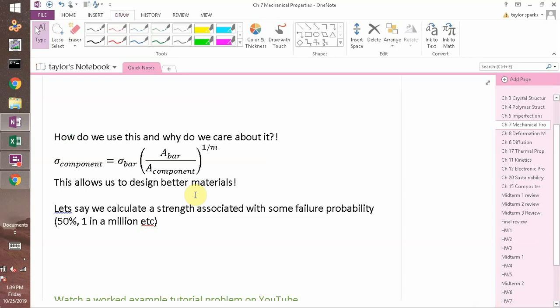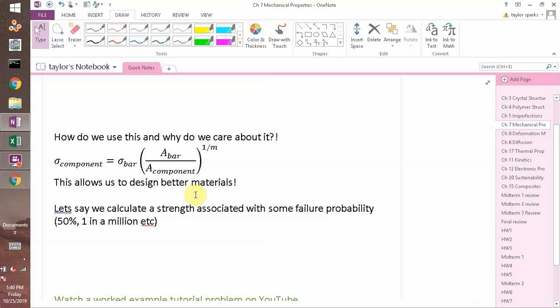You have to scale it. And what's cool is that there's a way to scale this. Here's the equation you use. So the stress of your component, meaning bigger than your test bar. Let's say you make a bunch of little test bars of concrete, little test bars that you can bend and break. But what you really care about is a freeway overpass. So the component would be the freeway overpass pillar. That's going to be equal to the test bar strength.